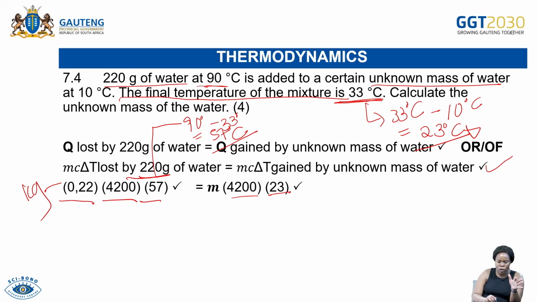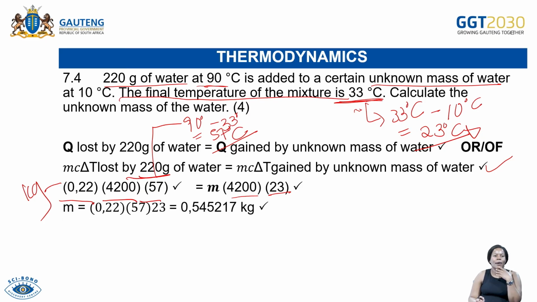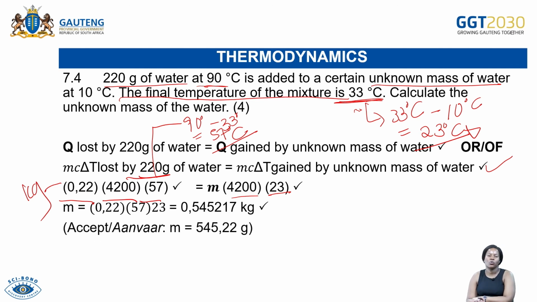So that is why we said 90 minus 33. Okay, and the second one was 10 degrees Celsius. So that is why we say 33 minus 10 degrees Celsius, which is 23. Okay, after that we just do our math and make the mass, which is m, in kilogram, the subject of the formula, so that we find it as 545.22 gram, or you can even do it as kilogram, which is 0.545217 kilogram.